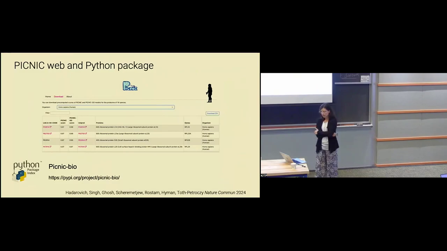Yeah, so now we have PICNIC available as a web, pre-computed for many species, also the Python package, and soon there will be a web server that you can compute it on any sequence. It can be a mutant sequence, a synthetic sequence, whatever.